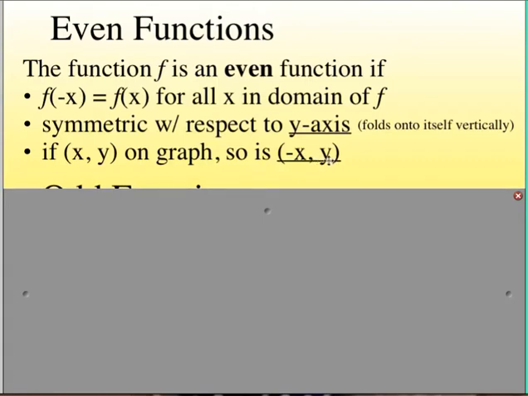We'll go over a couple of examples of how you can find this when you're not given the graph and when you're just given the equation. When you're given the graph, all you have to do is look and see if you can fold it on the y-axis, then it's an even function.